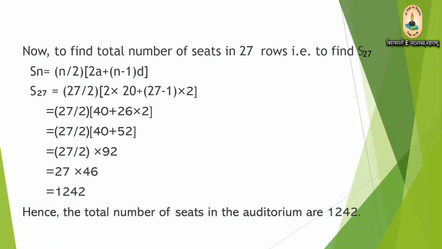Product is 1242. Thus S27 equal to 1242. Hence the total number of seats in the auditorium are 1242. Thus, today you have studied applications of arithmetic progression. You try to solve more examples from practice set.